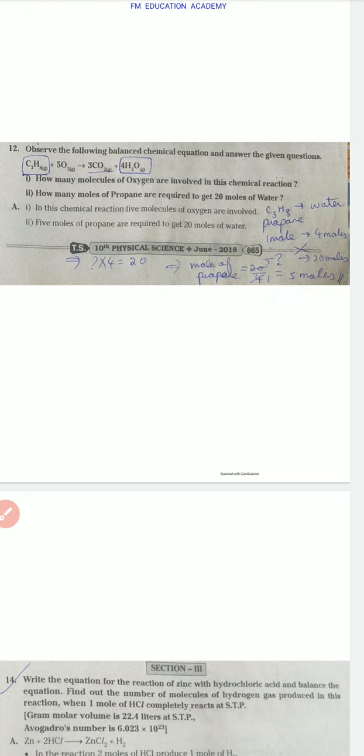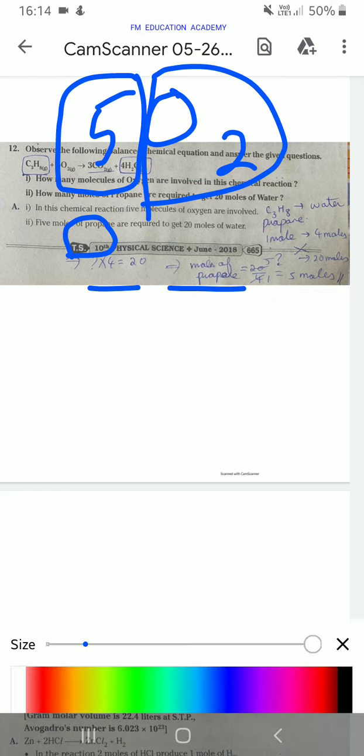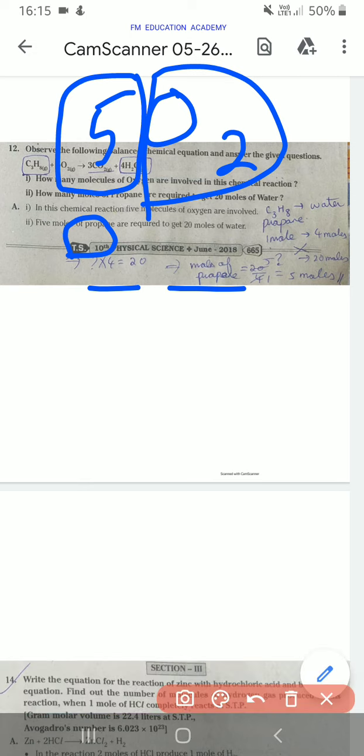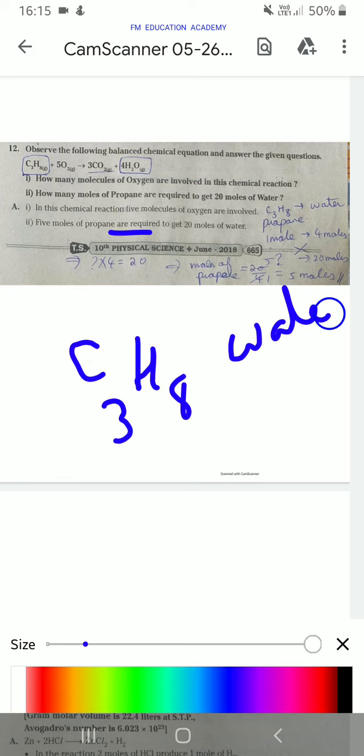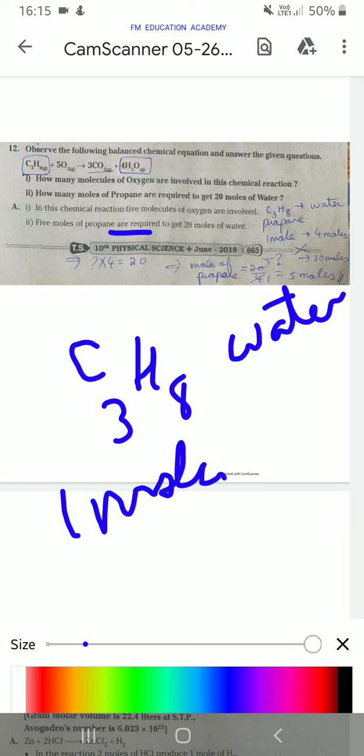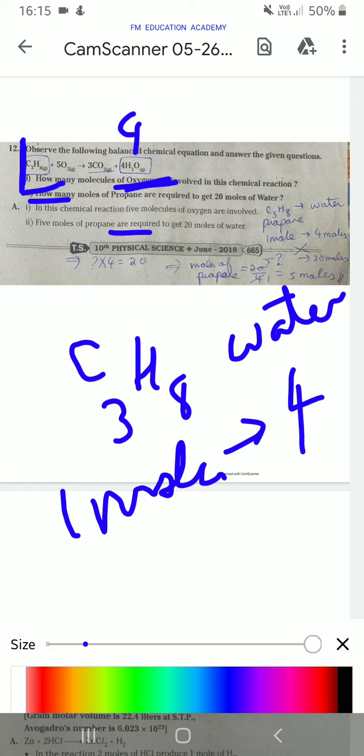Then how many moles of propane are required to get 20 moles of water? So how to do this question? These are important questions from previous years. Okay. So here we have moles of propane. Propane is C3H8 right here, and water. So we have to see the relationship between propane and water. How many moles of propane are required to get 20 moles of water? So 1 mole of propane is giving, what is the number you have before H2O, water? 4. So 1 mole is giving us 4 moles of water.